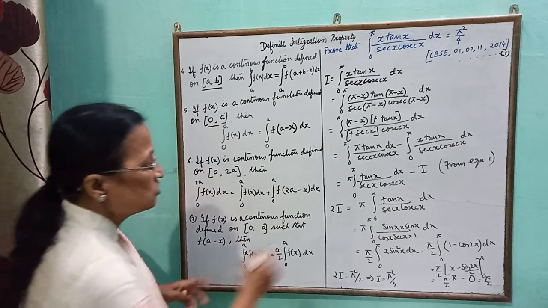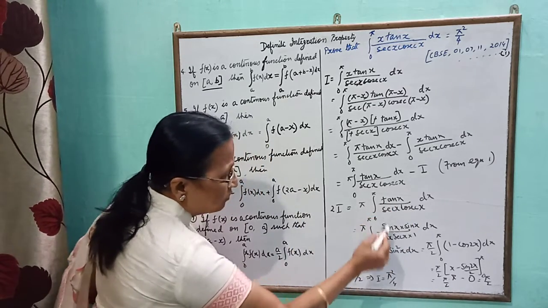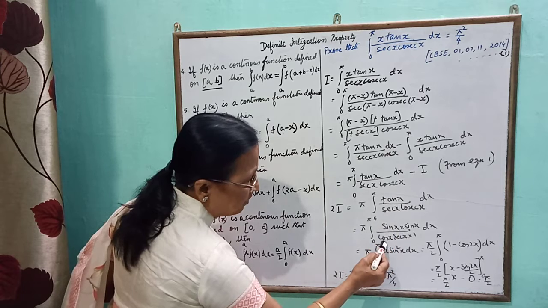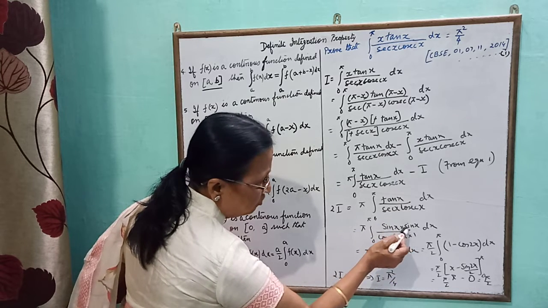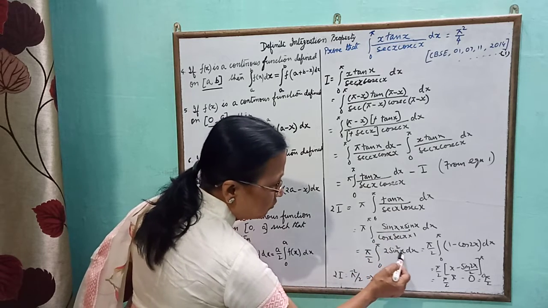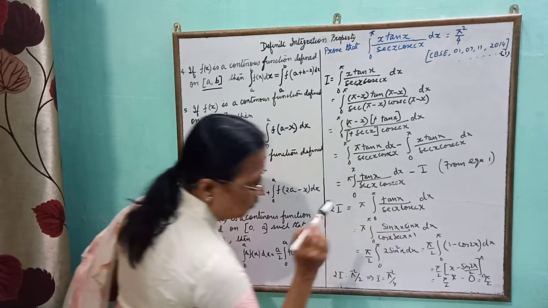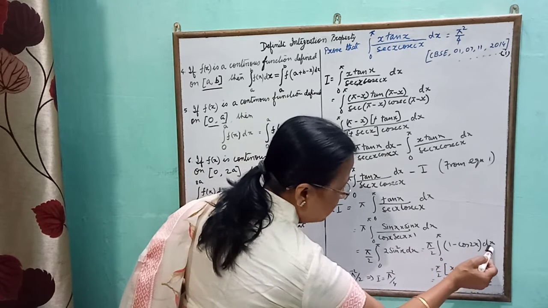So this is 2I equal to pi integral of tan x sec x into cosec x. Now tan x can be written as sin x by cos x, and cosec x as 1 by sin x. So this goes to the numerator. So this is sin square x. 2 into sin square x dx, and here it is 1. And 2 sin square x can be written as 1 minus cos 2x dx.